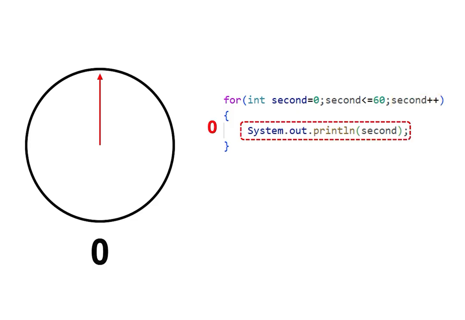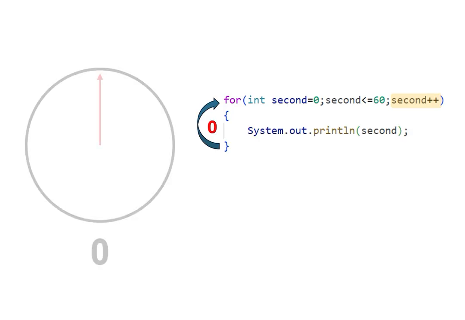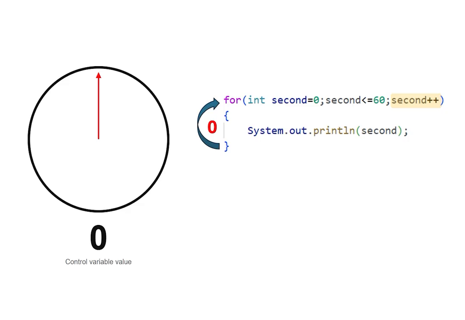Within the body of the for loop, the code is run once for every repetition of the loop. Each time a loop is completed, the value of the control variable is checked against the condition. So long as the condition remains true, the for loop will continue to repeat. As the for loop starts, the control variable second has a value of 0. The syntax System.out.println(second) simply prints out the value of our control variable second. We'll illustrate this by outputting this value.